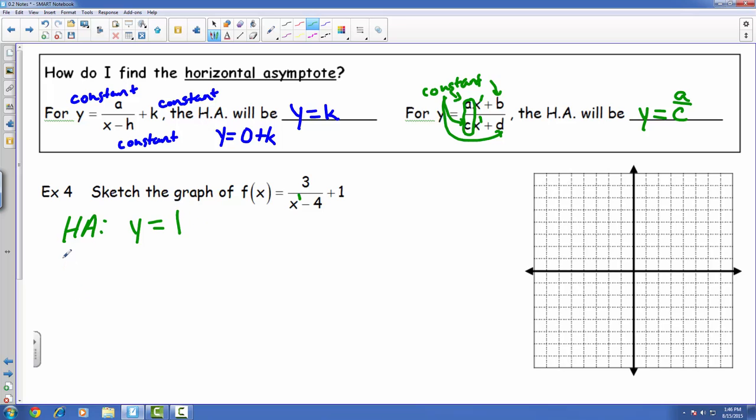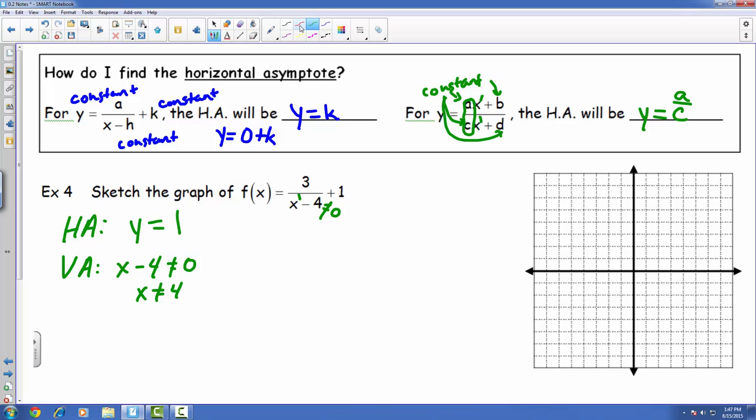For our vertical asymptote, you still follow the exact same procedure like we did in the past. You're just going to set this bottom not equal to 0. So we have x minus 4 not equal to 0. Simply solving for this, x is not equal to 4. That's where we're seeing our VA. So let's go ahead and graph that.